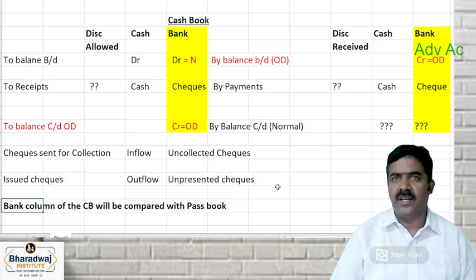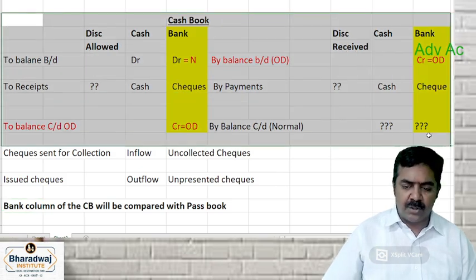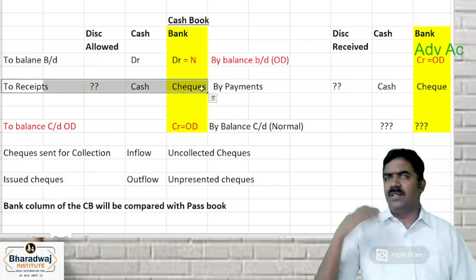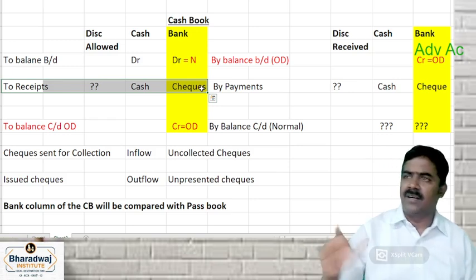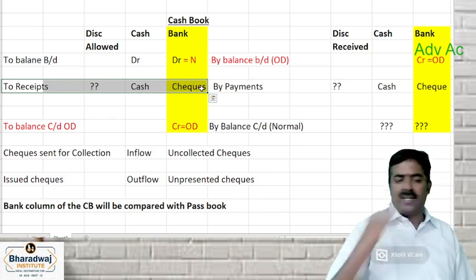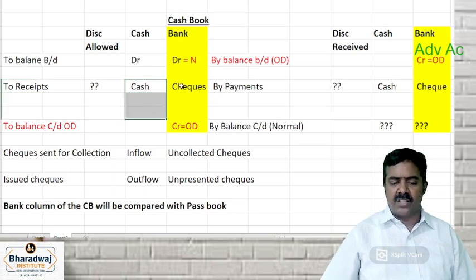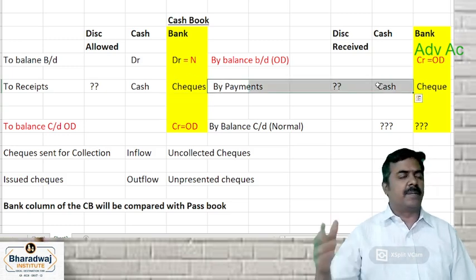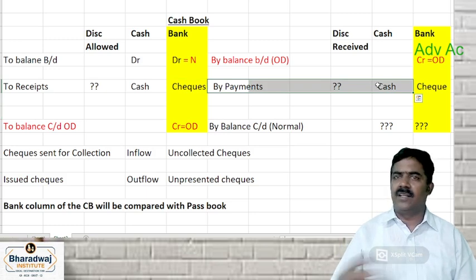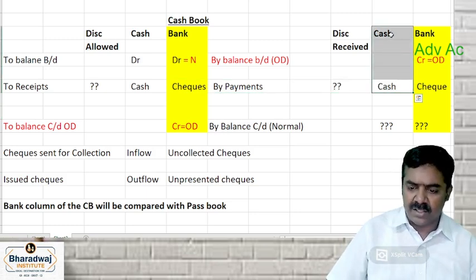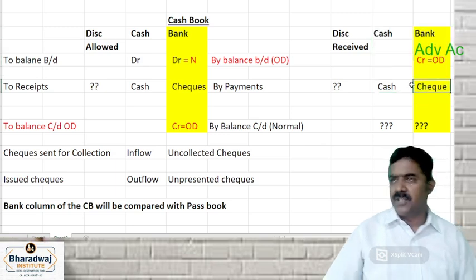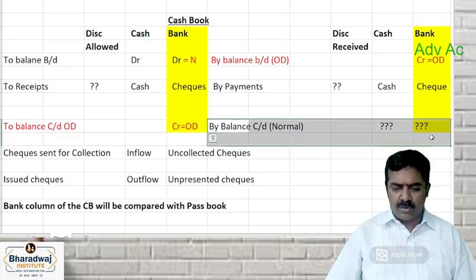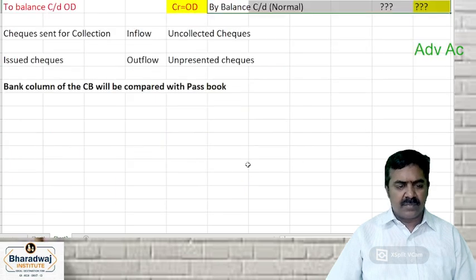Any doubt so far? Suppose if they ask you to prepare a cash book, you will be able to do it with this. Clear? Opening balance, record all receipts. It can be sales, or dividend income, or collection from customer. It can be any collection. If it is collected in cash, record in cash column. If it is collected in check, record in which column? Bank column. Any payment, it can be for purchases, salary, rent, creditors. Whatever is paid in cash, record in cash column. Whatever is paid by check, record in which column? Bank column. To balance carried down is OD balance, or by balance carried down is normal balance. Okay.